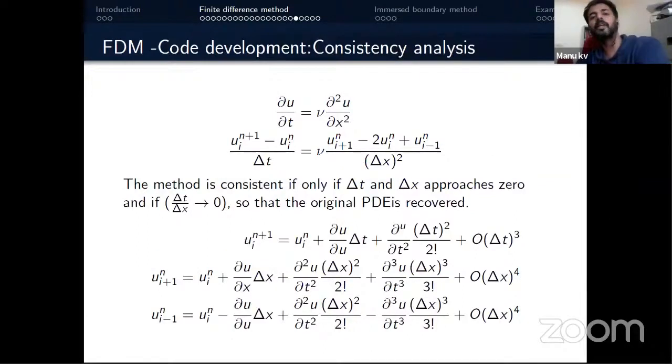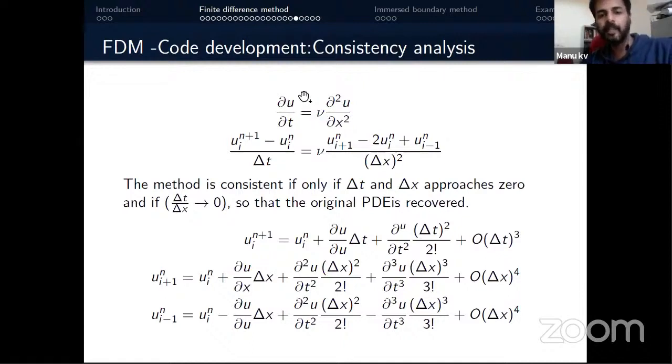Another important aspect is the consistency analysis, which is also extremely important for any finite difference scheme. This is related to the formulation part. The method is consistent if, in the difference equation, as delta t and delta x approach 0, we get the original PDE back. Let's look at this example.